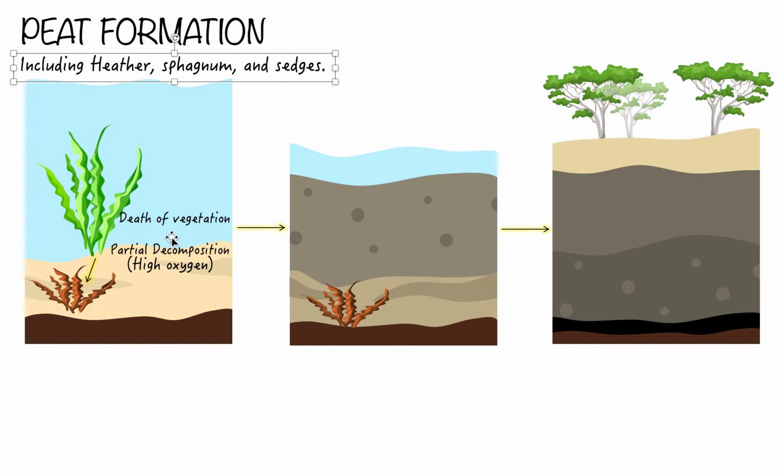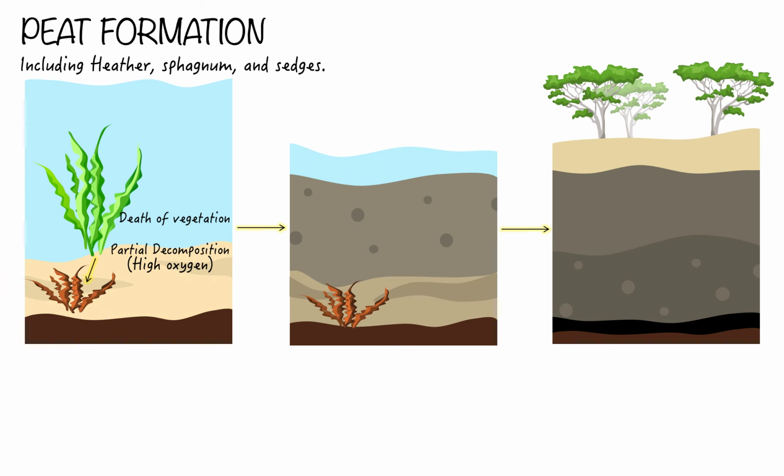So again, step one, peat formation starts with vegetation dying. This dying vegetation will get partially decomposed because when it dies, it's at the top of all the things below it. It's like stacking cards. Because it's on the top, it's in the place with the highest oxygen, so it's going to get partially decomposed.